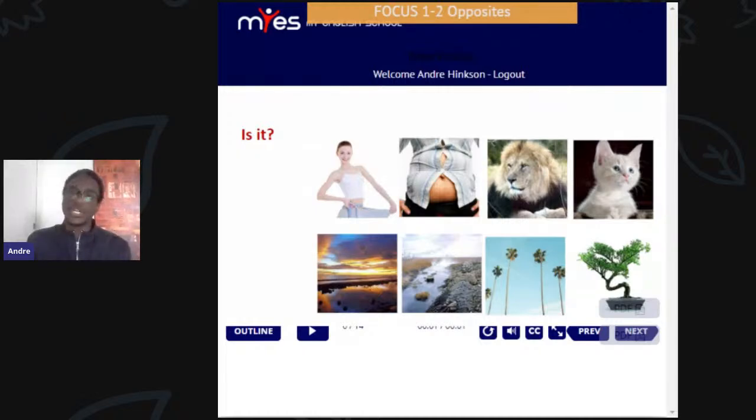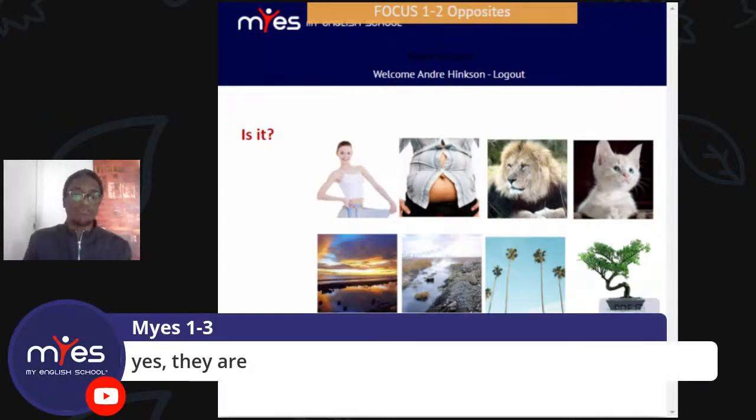For picture number 5. Yeah. So are they tall? Yes, they are. And remember, if it's positive, we don't need the negative. Just say the positive. Yes, they are. If you wanted to ask the negative, you can ask, are they short? Then the negative answer, no, they aren't. Then we respond with the positive, they are tall.